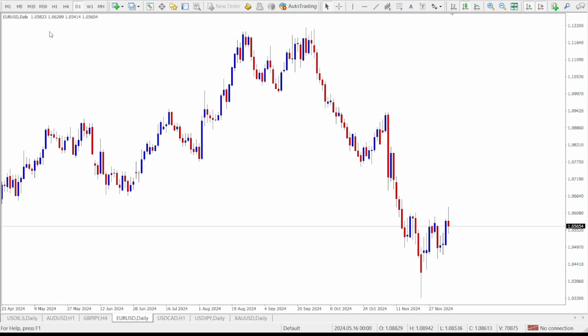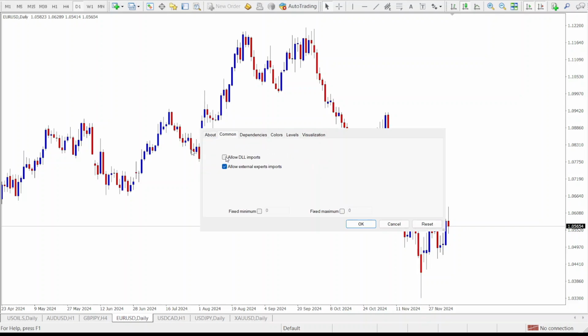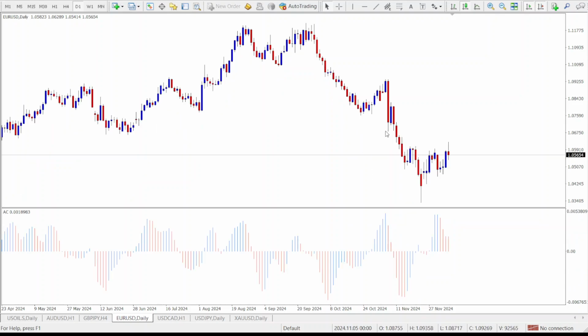In this video, we are going to be discussing the Accelerator Decelerator Oscillator. It's a custom indicator, so you will need to download the indicator from an external source. I'm just going to be adding the indicator to the chart right away, and we are going to be looking at how to make use of this custom indicator.